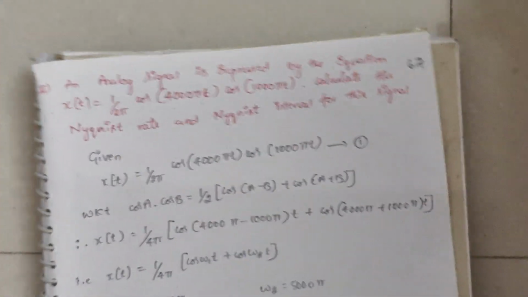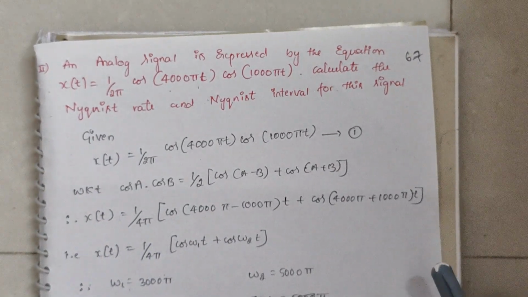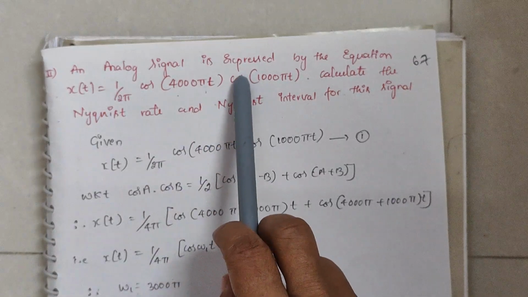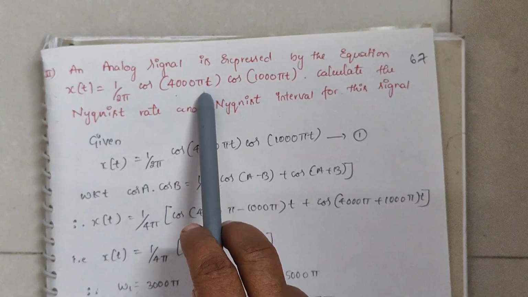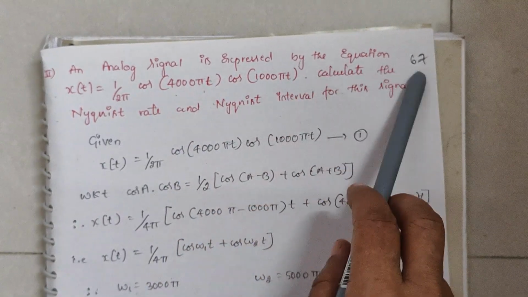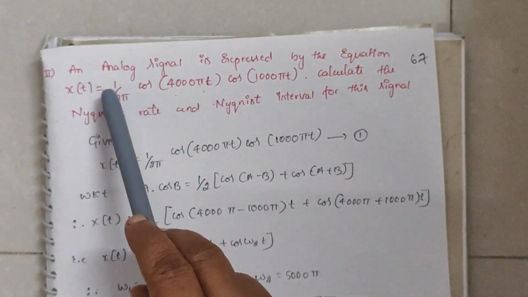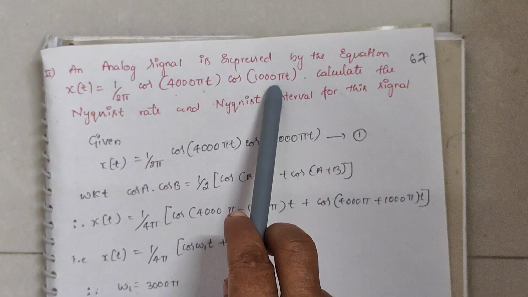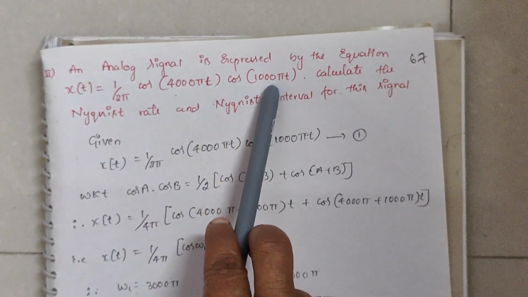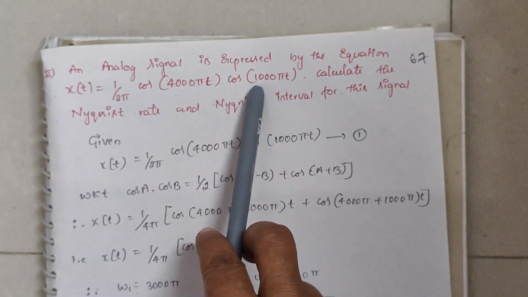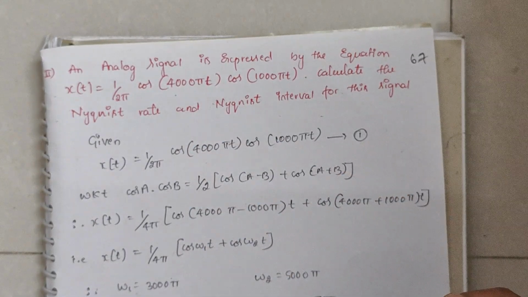One more problem on sampling theorem, let us see. The other way they may ask like this, sampling theorem problem. An analog signal is expressed by the equation x of t is 1 by 2 pi cos 4000 pi t into cos 1000 pi t. Calculate the Nyquist rate and Nyquist interval for this signal. See here the problem, the analog signal is represented by a mathematical equation. You can see that they have given the product, that is cos 4000 pi t into cos 1000 pi t. So this product we have to convert into a summation component.